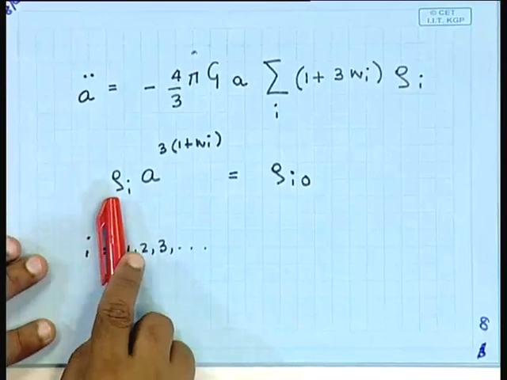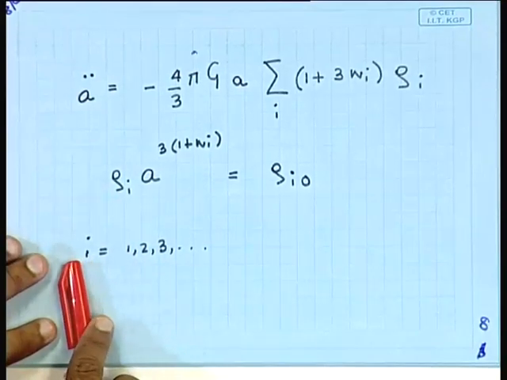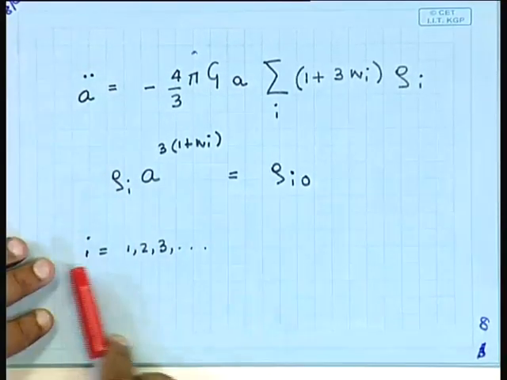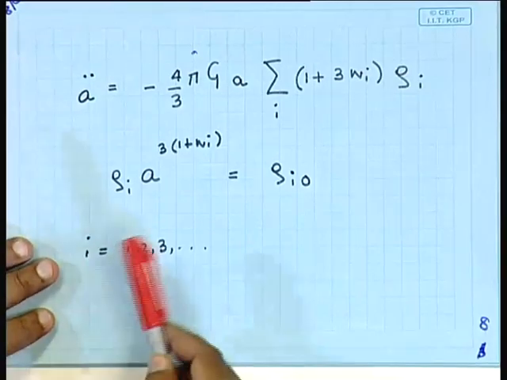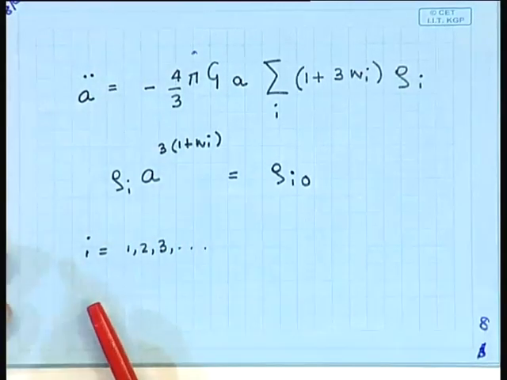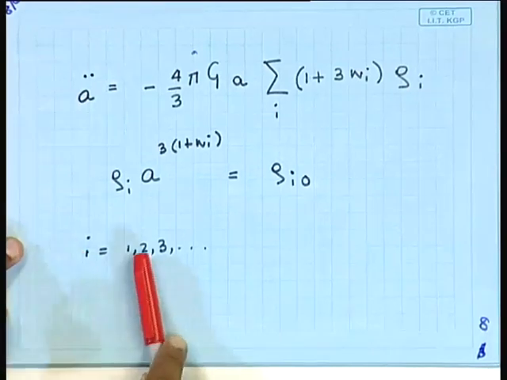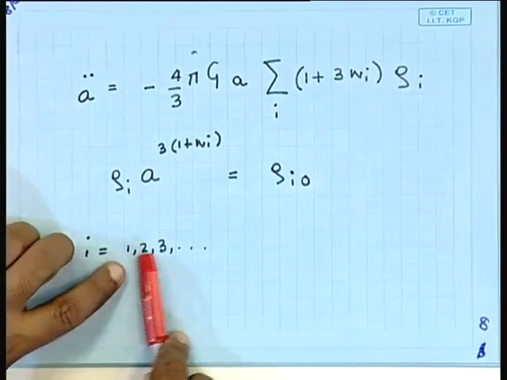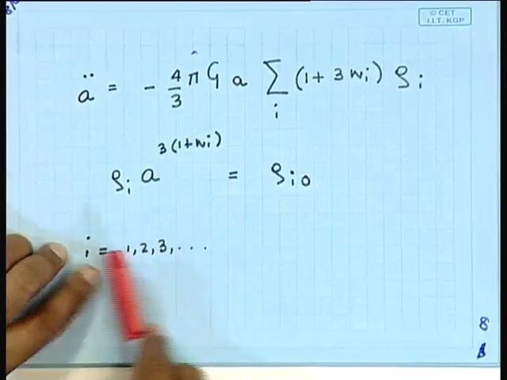So, the universe may have a variety of components, a superposition of a variety of constituents. There could be 3, 4, 5 different components of matter in the universe. Each one is going to be labeled by 1, 2, 3, 4, etc. They are going to be labeled by this index i.